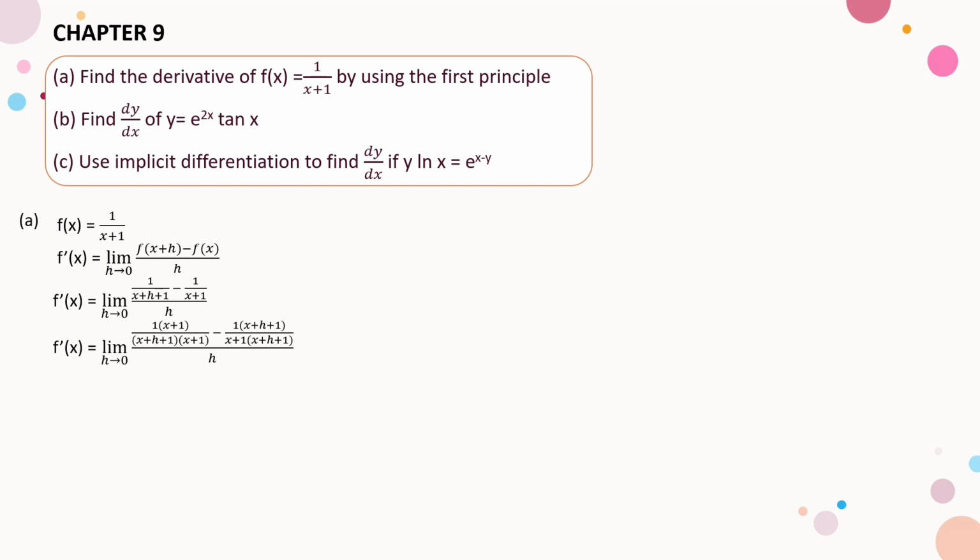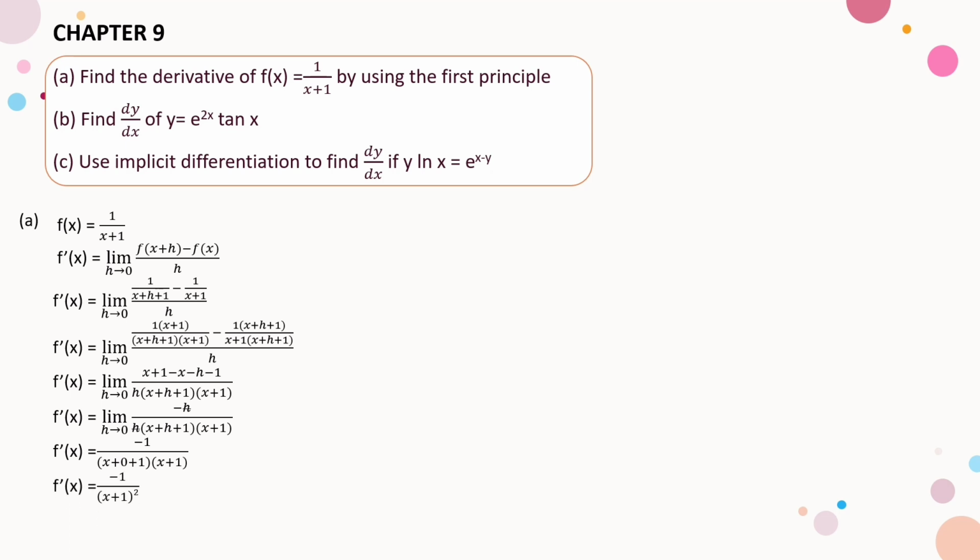So we will get that f prime x is equal to limit h towards 0 of (x plus 1 minus x minus h minus 1) over h times (x plus h plus 1) times (x plus 1), and then we cancel out h, so we will get that minus 1 over (x plus h plus 1) times (x plus 1), and then we substitute h is 0, so we will get that f prime x is equal to negative 1 over (x plus 1) squared.